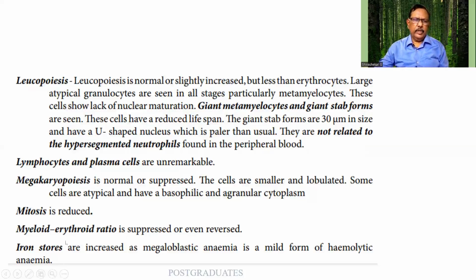Myeloid erythroid ratio, you find it is reduced or even reversed. Normally it is 2.5 to 15 is to 1. 15 times myeloid and 1 of the erythroid. It can be even reversed. Iron stores are increased because megaloblastic anemia is a milder form of hemolytic anemia.